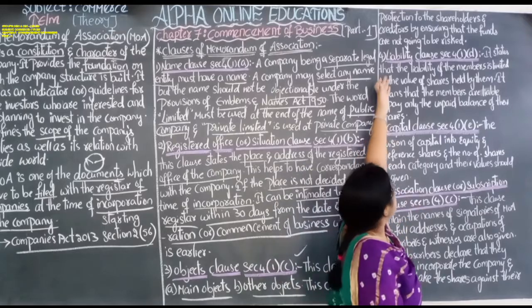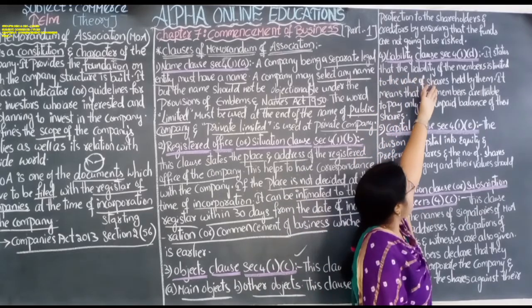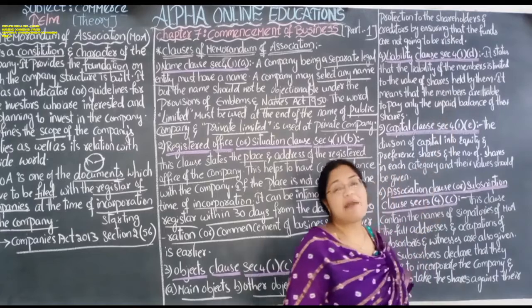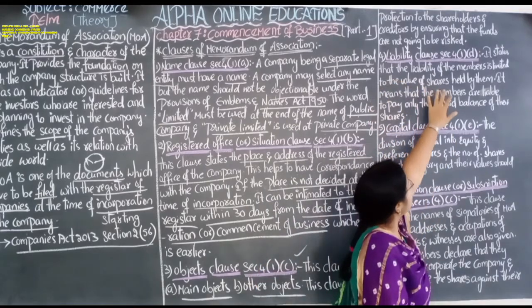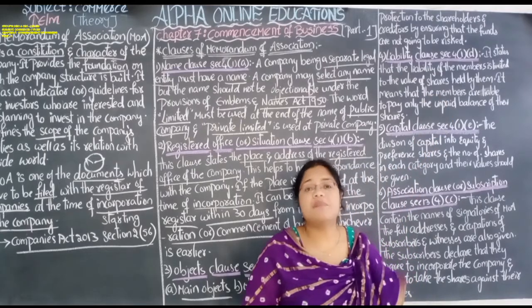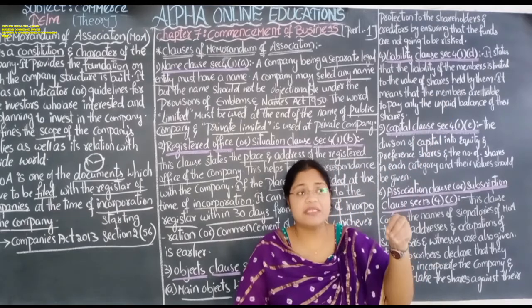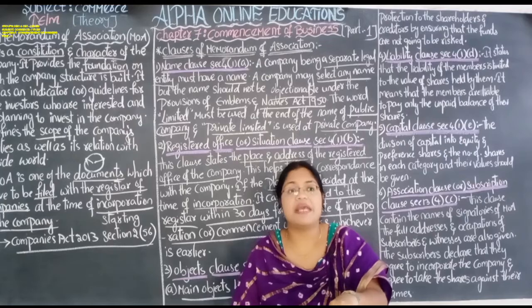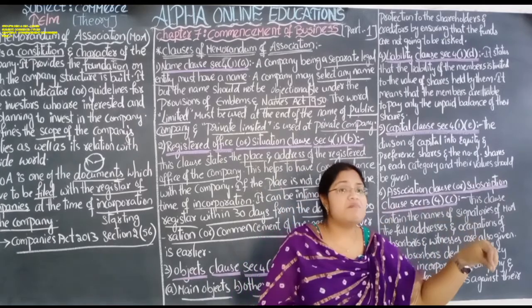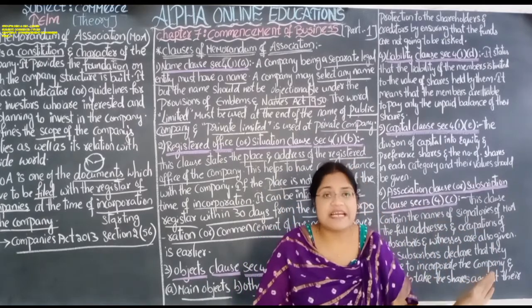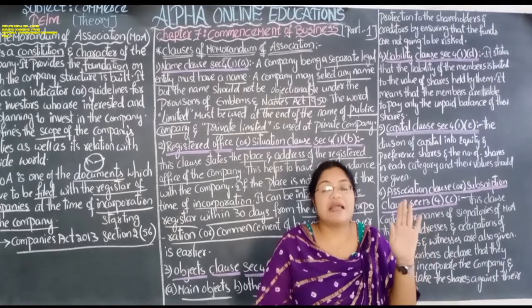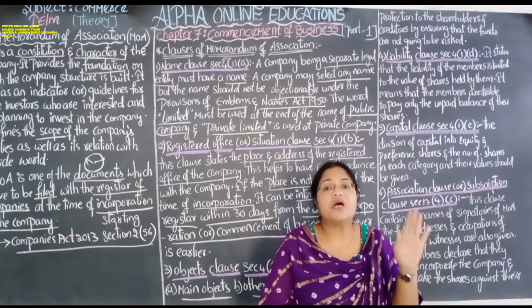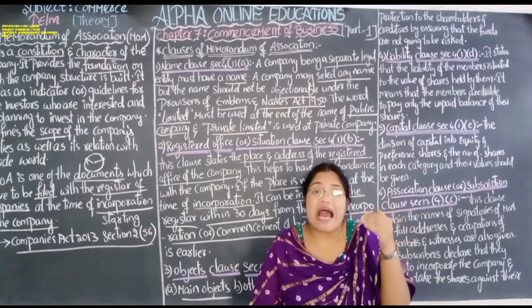Next clause, liability clause, section 4 subsection 1d. Okay, it states that the liability of the members is limited. Limited liability means if there is a loss in the company, the property of the members of the company will not be touched. Personal property will not be touched. They will claim up to the capital they have contributed.